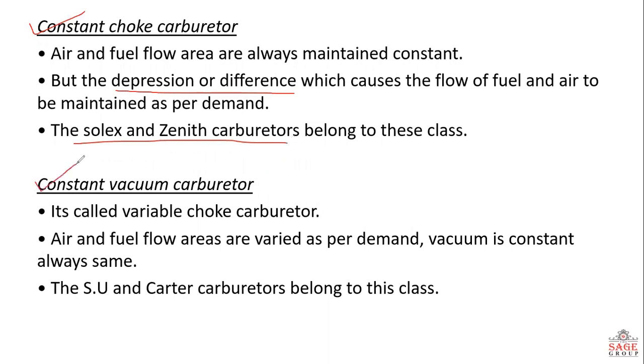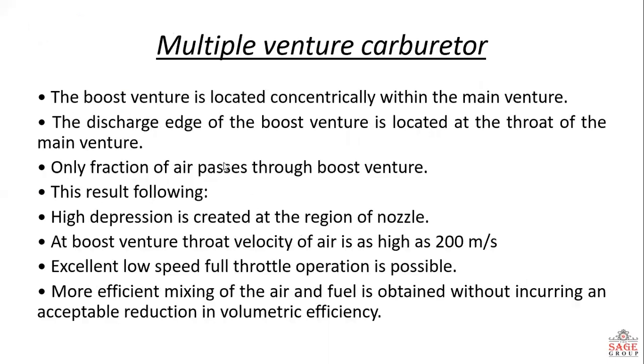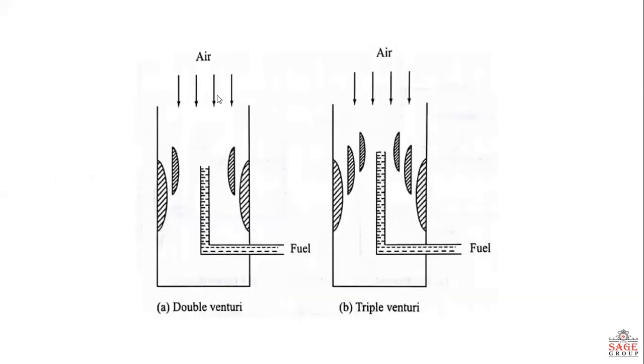Then we have a constant vacuum carburetor. The constant vacuum carburetor is sometimes called a variable choke carburetor. In this, air and fuel flow areas are varied as per demand, while the vacuum is maintained always the same. The SU and Carter carburetors belong to this category. Then we have a multiple venturi carburetor.